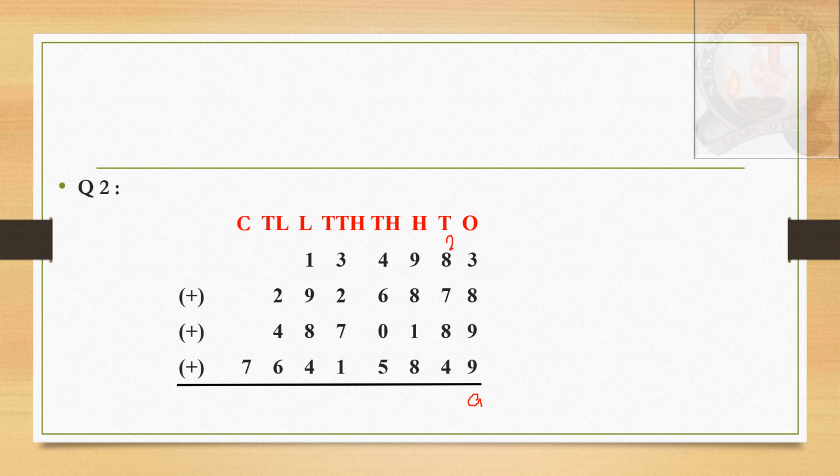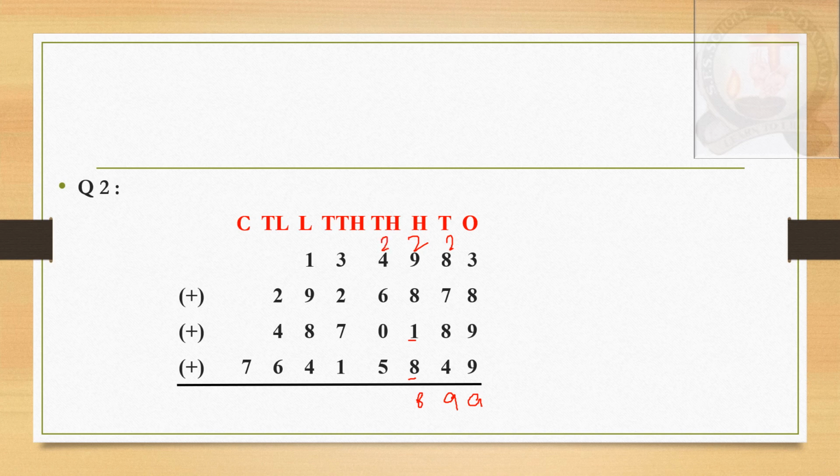7 plus 8 is, sorry, again we'll add. 2 plus 8 is 10, 10 plus 7 is 17, 17 plus 8 is 25, 25 plus 4 is 29, so 9 write and 2 carry. Okay, now 2 plus 9 is 11, 11 plus 8 is 19, 19 plus 1 is 20, 20 plus 8 is 28. So for 28 write 8 and 2 carry to the next digit.